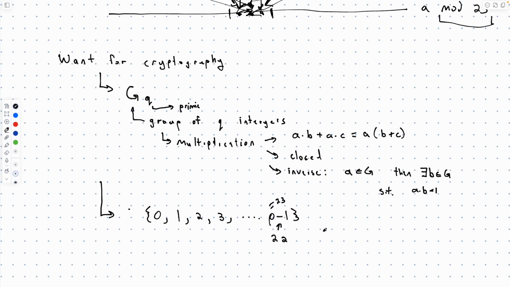Okay, and I'm going to call that my set of integers. Okay, and I want to know, do the rules of multiplication and all that work if I just do this? Okay, so this is the integers mod 23. So that's how we might describe it.